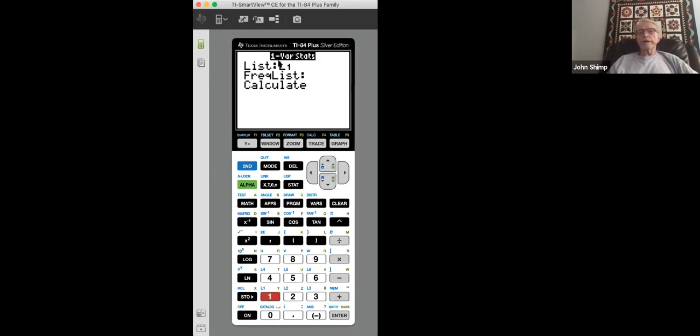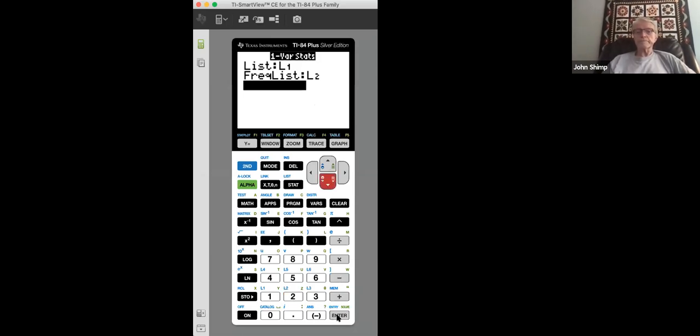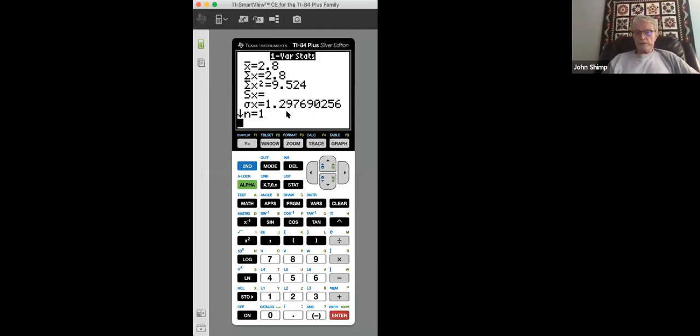We have L1 already in list, but list is going to be L1. And now the frequency list is going to be our probabilities. That was in list 2, so second 2. For finding the mean and standard deviation of a probability distribution, we need to make sure that we're using both list 1, the X values, and list 2, the probabilities. And then we'll go down to calculate and hit enter. And now we've got our results.